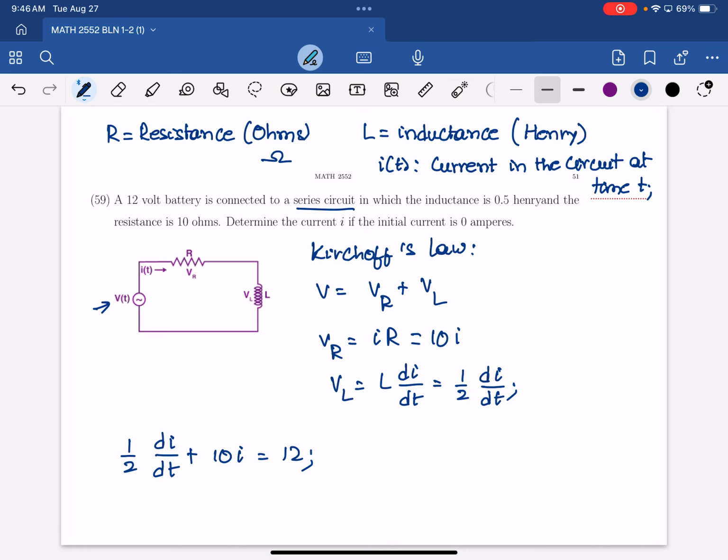What are my options and what method should I use? My options are, well, I was just saying, graphical, variable separable, or integrating factors. Okay, and what will I use? Integrating factors. Method of integrating factor.